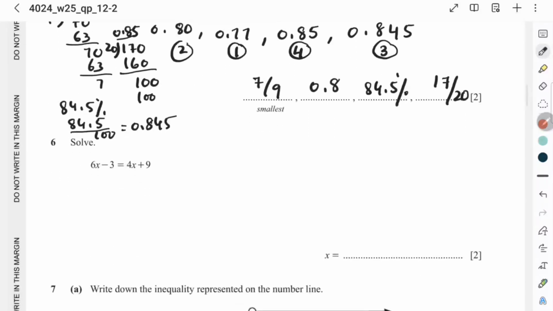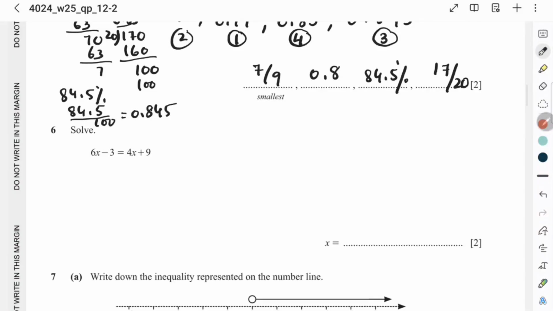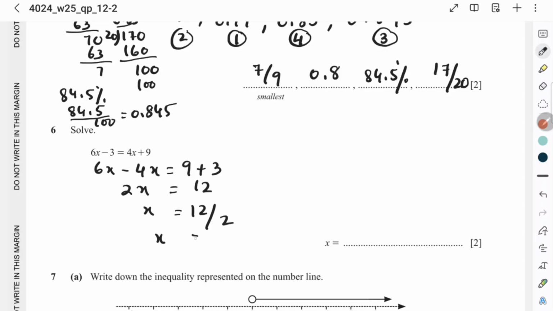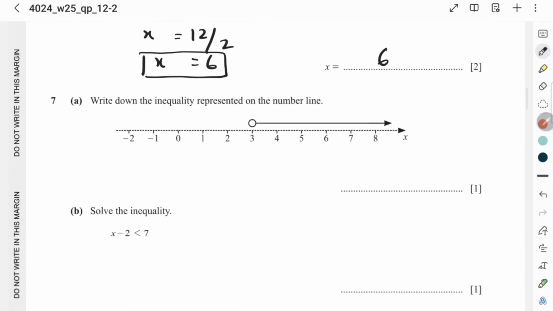Now the next question is solve 6x minus 3 is equal to 4x plus 9, and then it will become 6x minus 4x is equal to 9 plus 3, and 2x is equal to 12. 9 plus 3 is 12. x equals 12 over 2, sorry, 12 over 2, and then it will become 6. So x equals 6, 2 marks question.